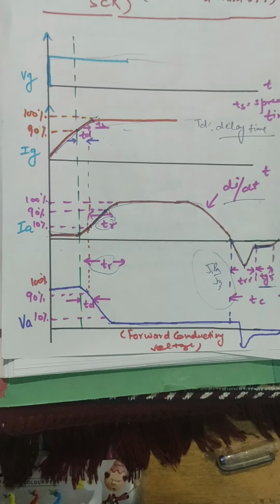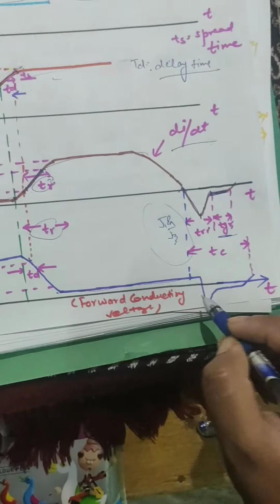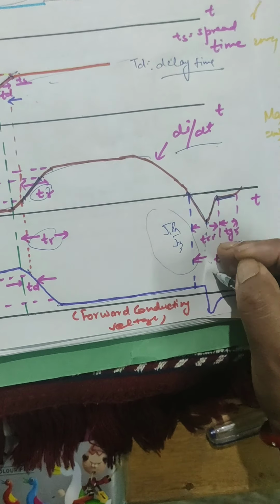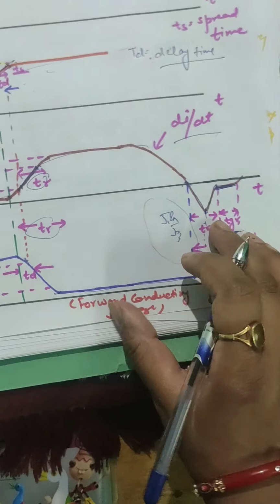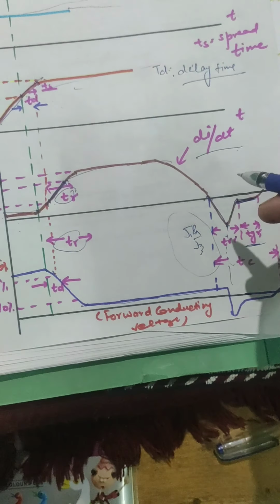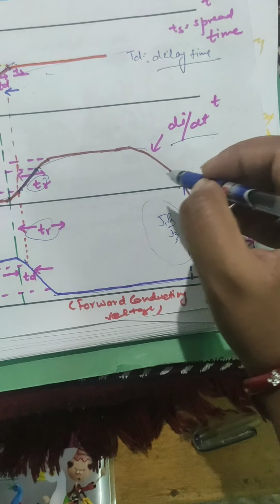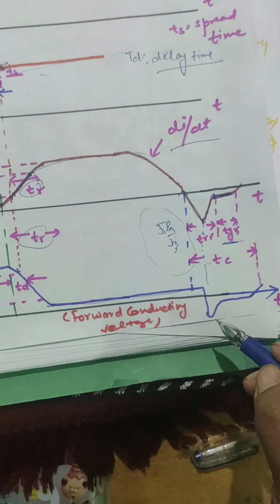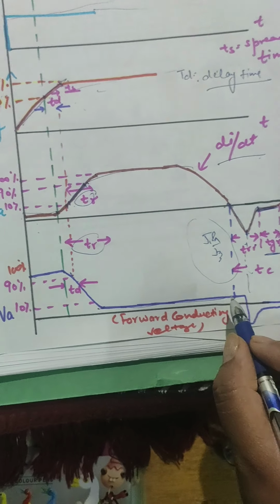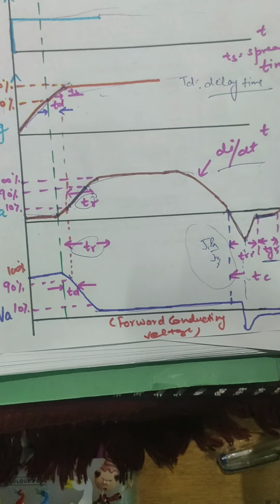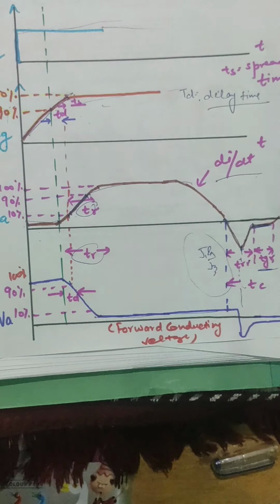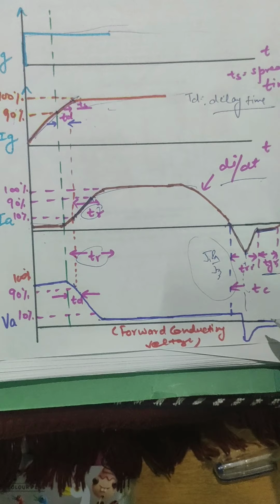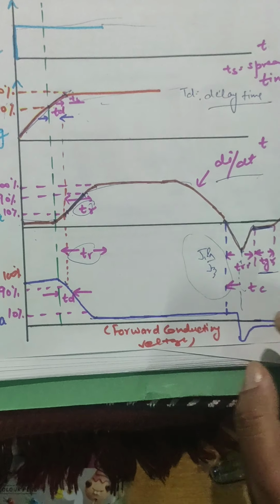And what about the voltage, the anode voltage? It is interesting that when we get the highest negative current, we get a spike in the anode voltage, and then it goes to 0.